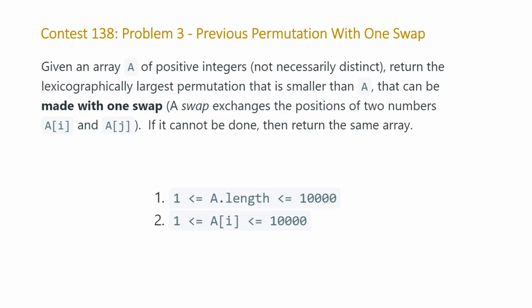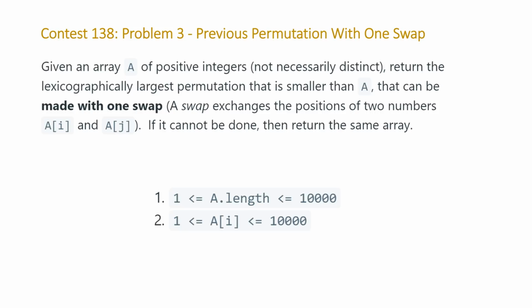And the constraints for this problem are that the length of the array is going to be between 1 and 10,000, and the values in the array are going to be between 1 and 10,000 as well. So if you want to think about how to solve this problem and you haven't looked at it already, pause the video, because I'm going to do something a little bit different in this video. I'm going to walk you through how I actually approach this problem, and we're going to go from there.